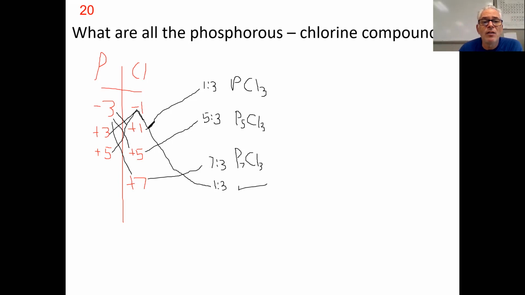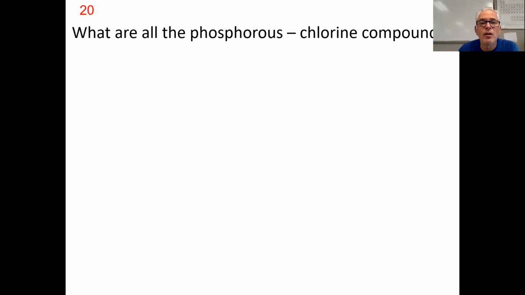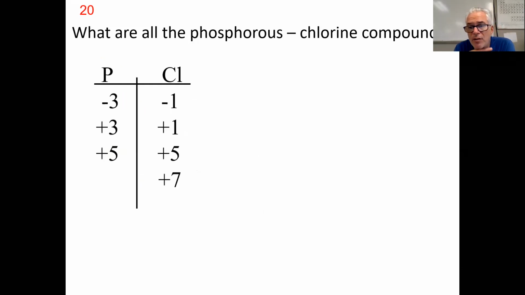+5 and -1. Ooh, we got to get a new one here. That's going to be in a 1-to-5 ratio. That's going to be PCl5. Oh, we saw that before in the slideshow, right? With PCl3 on top, and now we got PCl5. What about +5 and +1? Skip. +5 and +5, positive and positive, no. Skip. And positive and positive, skip. So there we go. There's only 4. So I'm going to wipe out this drawing business, and I'm going to show you what it looks like. Those are all the numbers.